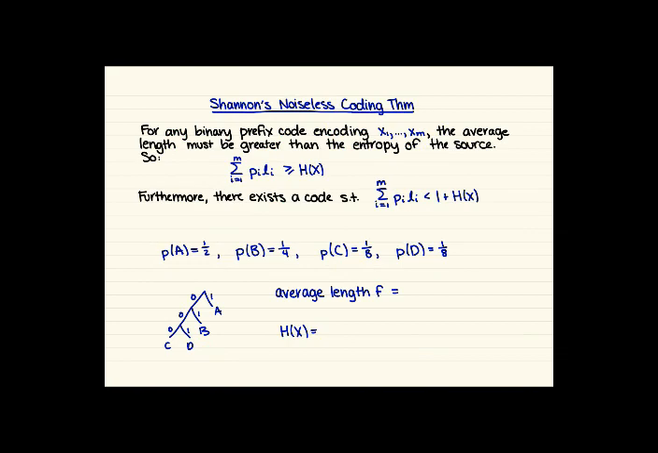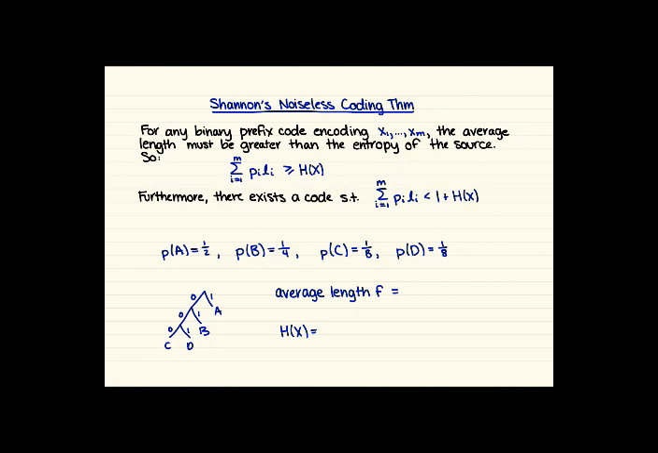So we've talked about how Huffman codes give the most efficient way to encode characters in strings of digits based on their frequencies. And Shannon's theorem makes this more precise. We say what we mean by things being efficient, give a bound on that efficiency, which then tells us that the Huffman codes are in fact the most efficient. So for any binary prefix code encoding the characters x1 up through xm, the average length must be greater than or equal to the entropy of the source.